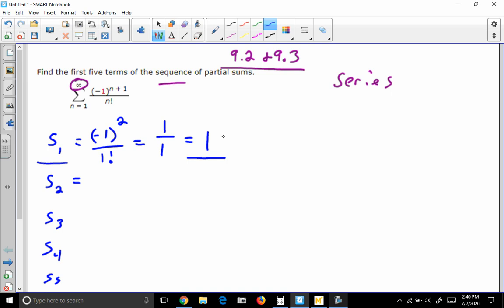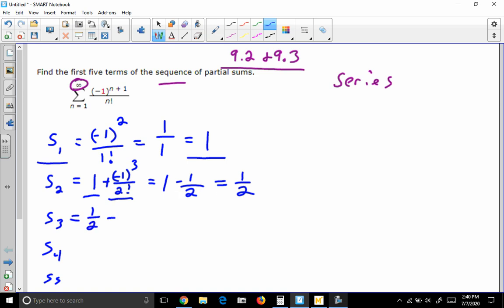The second partial sum is the first term, which is 1, plus the second term. If we plug a 2 in, we get negative 1 to the 2 plus 1 over 2 factorial. So 1, negative 1 cubed is negative 1. 2 factorial is 2. So 1 minus 1/2, or 1/2. So that's the sum of the first 2 terms. This is the first term. That's the second term. That's putting them together. So when we put the first 2 terms together, we get 1/2.